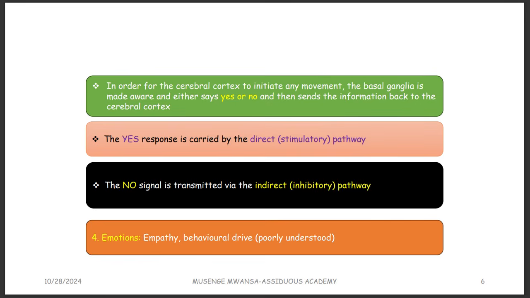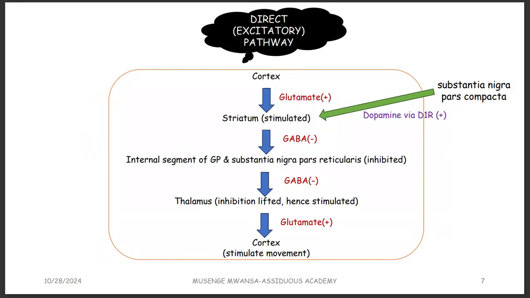So, if the information is yes, like the cerebral cortex has said, I need to move, the basal ganglia says yes. That yes is going to be carried in what we call the direct pathway. But if the cerebral cortex says no, that no is going to be carried in what we call the indirect pathway. So that is the basic thing.